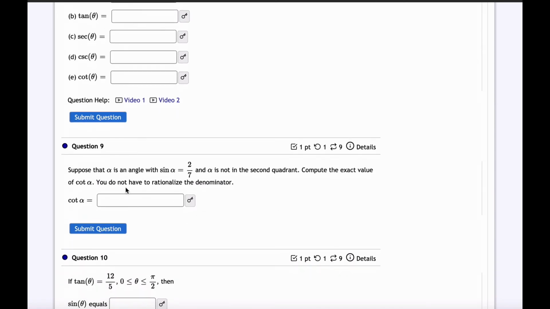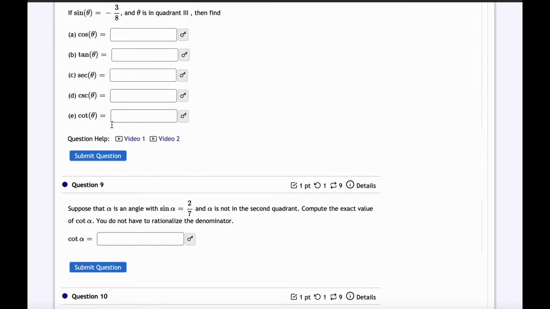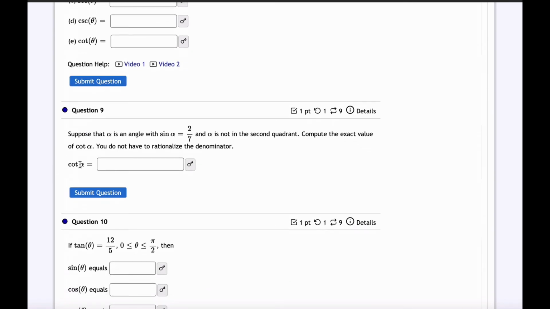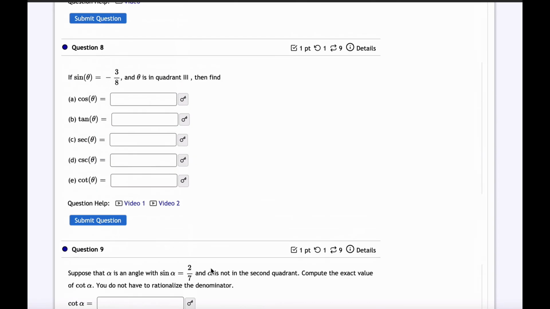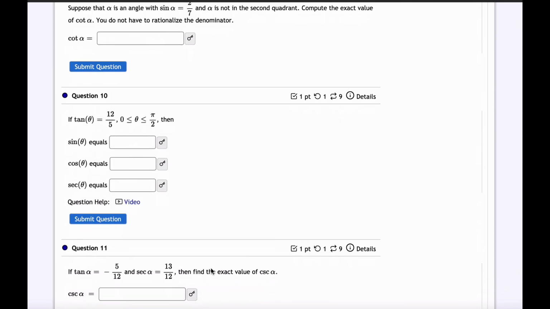Same idea on question 9, except instead of asking for all the trig functions, you just need one, the cotangent. That's kind of nice, I guess. They're giving you sine of alpha here is this, and then instead of telling you what quadrant it's in, they tell you it's not in the second quadrant, which is a weird way to give you the information that you need. But if you know it's not in the second quadrant, I think you can figure out what quadrant it's in. And once you know what quadrant it's in, I think that you could figure out any of the trig functions, namely cotangent.